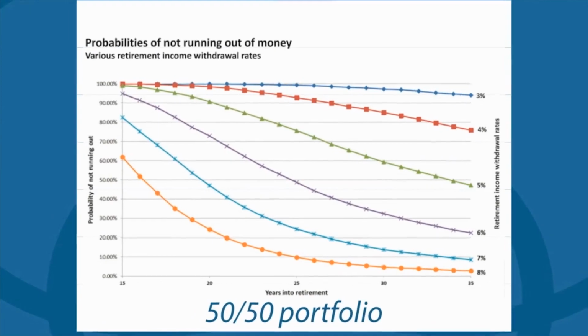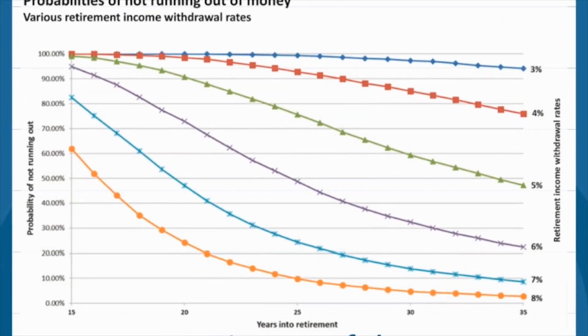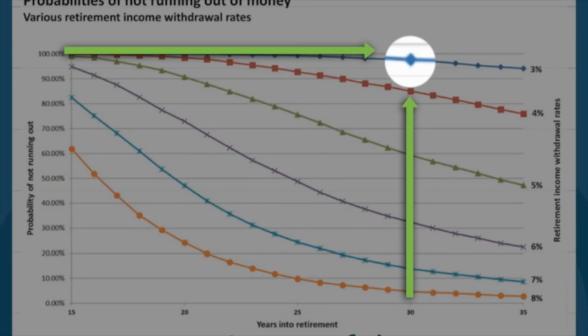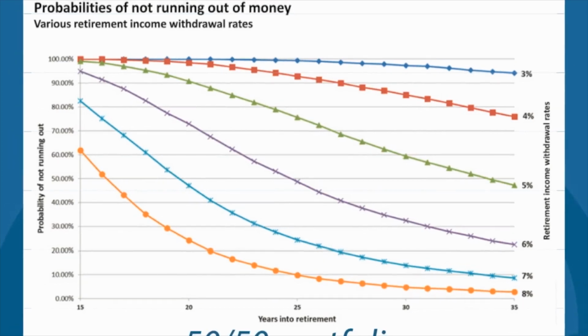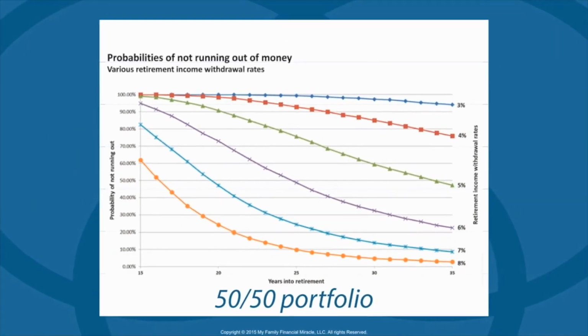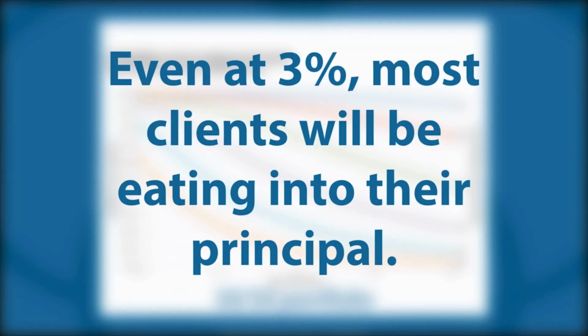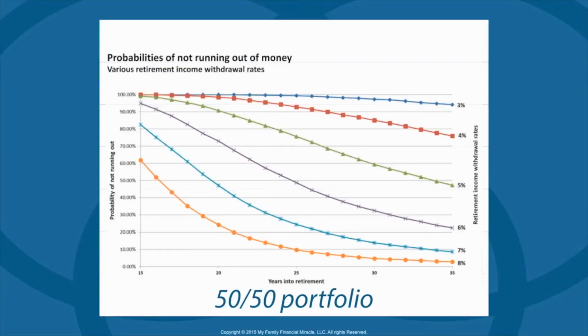As we look out 30 years at the 3% line, there's about a 99% probability that this couple won't run out of money. But at the 8% line, there is a 90% probability that they will run out of money. Notice that all the lines are angled down. Even at 3%, most clients will be eating into their principal. There will be some that will get lucky and have more than they started with, but most will wind up with less and possibly even deplete their entire nest egg. It all depends on the sequence of returns.